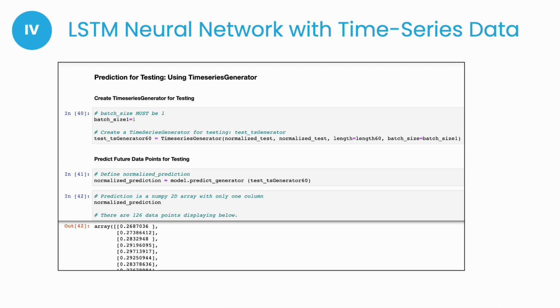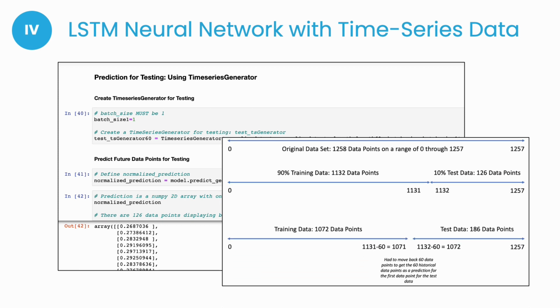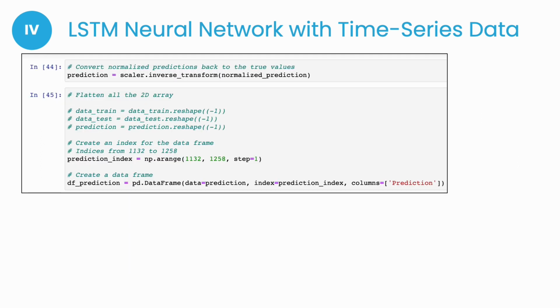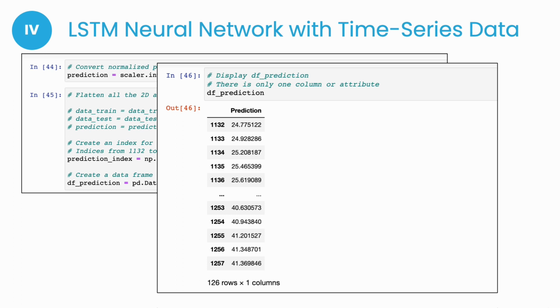Then I prepared for testing by defining a batch size of 1 and creating a time series generator for testing, and I defined a normalized prediction variable that displays 126 data points as expected. Then I checked the length as 126. Up next was converting the predictions to the true values, flattening and indexing for the data frame and creating the data frame. Then the prediction is displayed with 126 rows and 1 column.